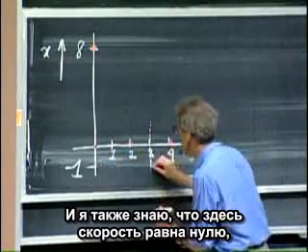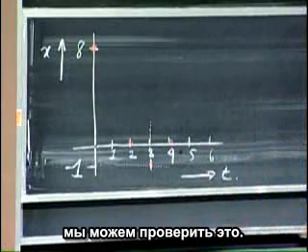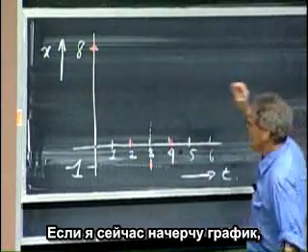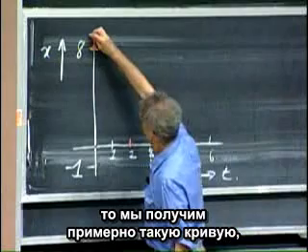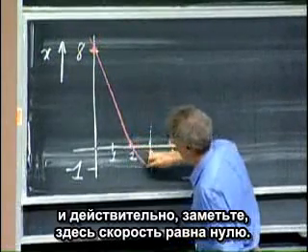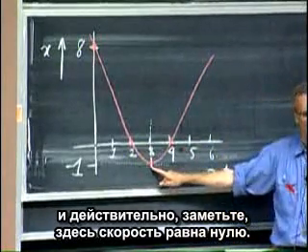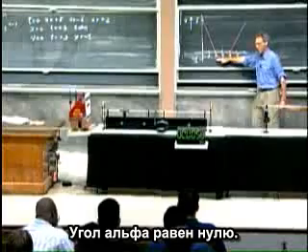So the object is here. And I also know that the velocity is 0, so we can check that. If I make this plot now, we would get a curve that's sort of like this. And yes, indeed, notice the velocity here is 0. The angle alpha equals 0.